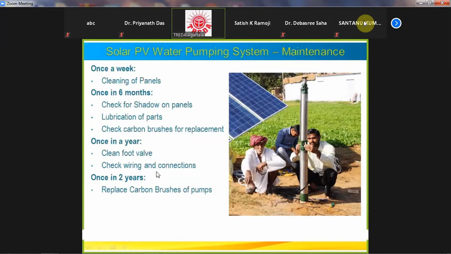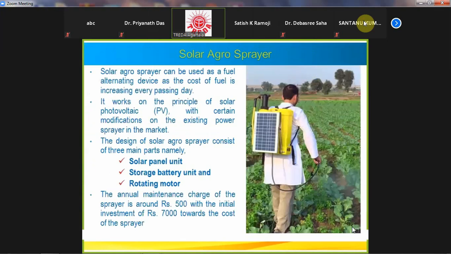This is actually the pump and solar system for irrigation purpose. And this is the sprayer, agro sprayer. We can also use this instrument for spraying in our crops, and very less investment is there. This system is used in our rural area for the cleaning of our crops.